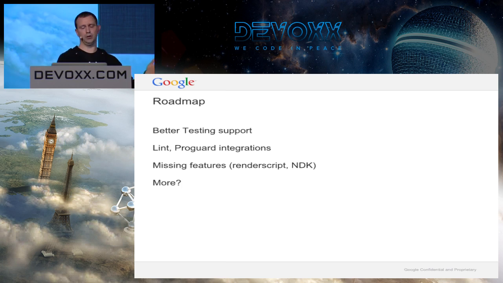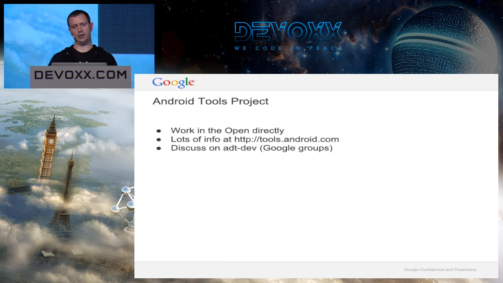This is the roadmap. We're running out of time, so I'm going quick. We're going to work on better testing support, lint integration, and there are a lot of missing features that we need to simply add. But we focused on the concept at the beginning.